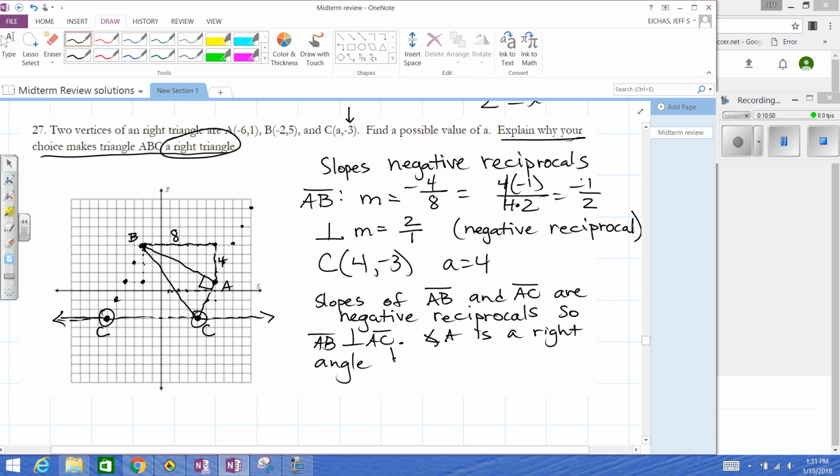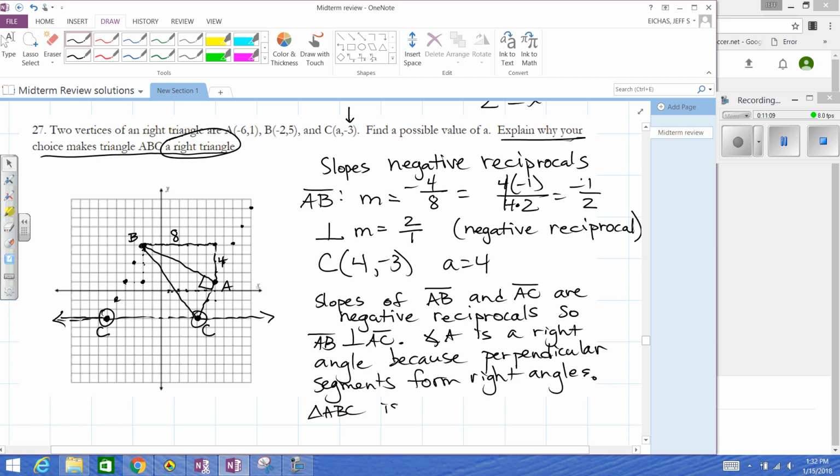Now, because perpendicular segments form right angles, okay, finally, now triangle ABC is a right triangle because it has a right angle. All right, that's it for this video, and there's more to come on the next ones.